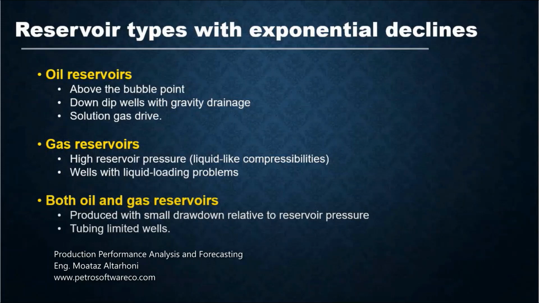The exponential method works with oil reservoirs above bubble point, or in down dip wells with gravity drainage. We can use it for this drive mechanism, or for solution gas drive also. We can apply this technique in gas reservoirs with high reservoir pressure, abnormal pressure, and also for wells with liquid loading problems, meaning water. Also, we can use it for both oil and gas reservoirs with a small drawdown relative to the reservoir pressure, or tubing limits. We can also apply it for a small decline in the production rate, and it will give us a good result for the exponential method.